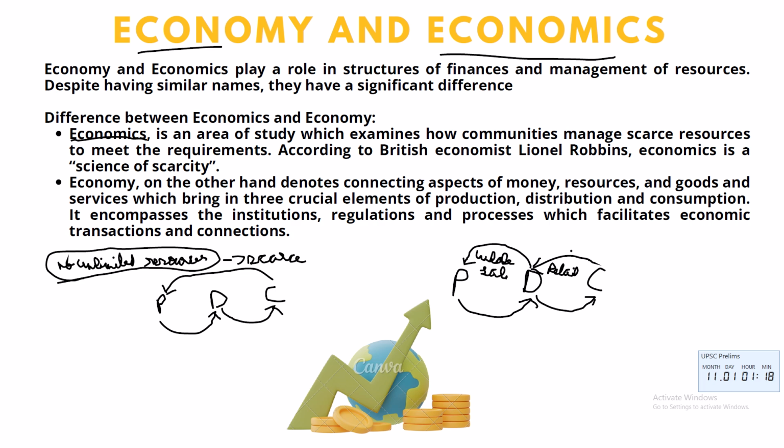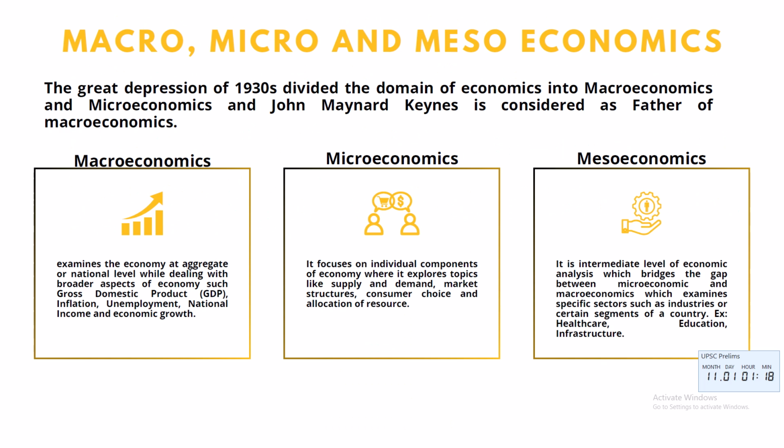Let's move further. Economics is divided into three: macro, micro, and mesoeconomics. The Great Depression of the 1930s divided the domain of economics into macroeconomics and microeconomics, where John Maynard Keynes was considered the father of macroeconomics. So let's look into what is macroeconomics. It examines the aggregate or national level, dealing with broader aspects such as GDP, inflation, national income, economic growth, etc. It analyzes an entire economy.